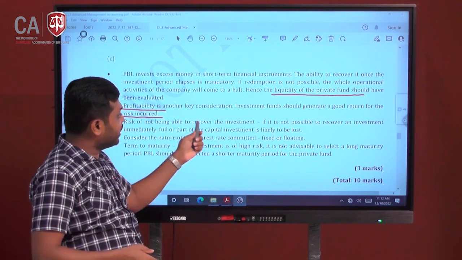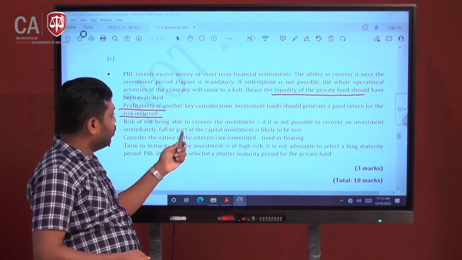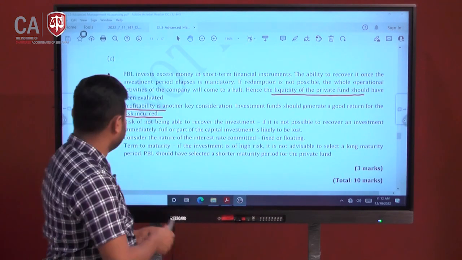Risk is not being able to recover the investment. If it is not possible to recover an investment immediately, the full or part of the capital investment is at risk. Riskiness.